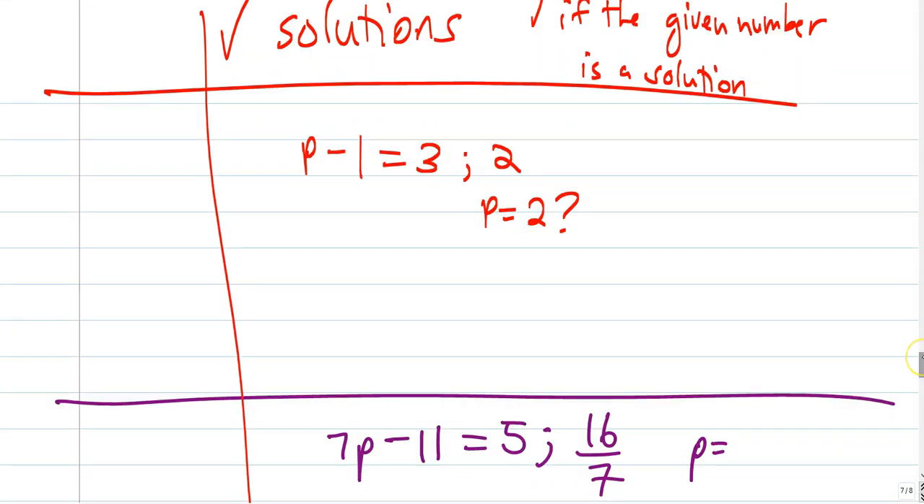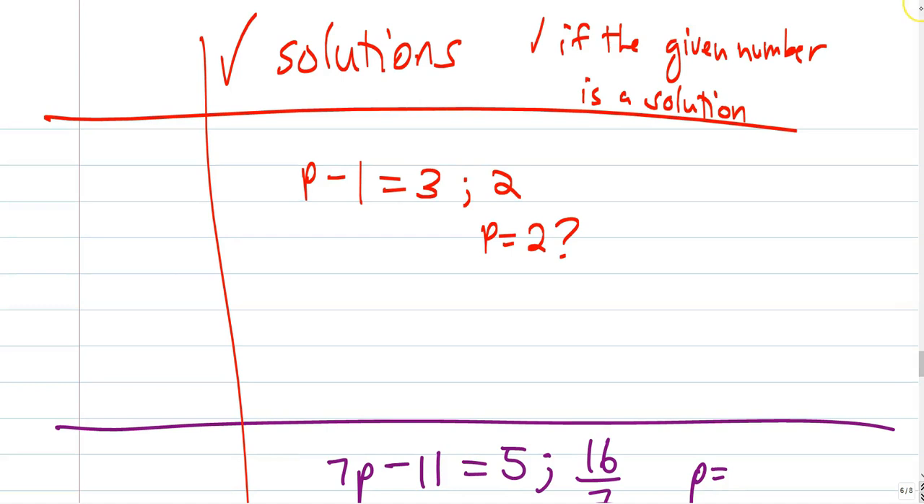You also need to be able to check solutions. So they're going to give us equations, and this is how they're going to ask it. I don't really like it, but they'll say p minus 1 equals 3; 2. And they'll say, check the solution. What they're basically saying is p minus 1 equals 3. Does p equal 2? That's the question. So this number at the end is their way of saying, is that the solution? Is p equal to 2? Well, check it.